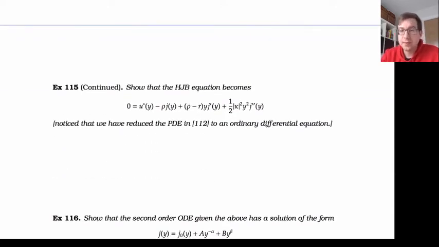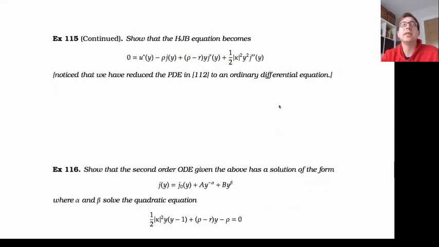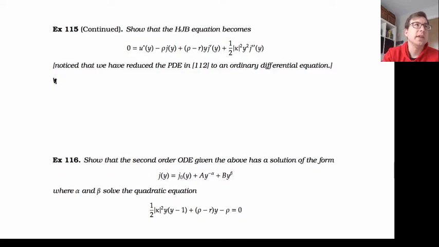Now the main thing that we get from this is we can look at our previous expression, to do with the partial derivatives of capital J, and get this ordinary differential equation, a second order differential equation. So let's look at that now. Show that the HJB equation becomes this. Okay, so let's do the answer for that. The differential equation that we had before, the PDE that we had before, was this.